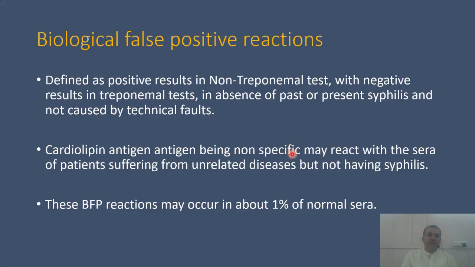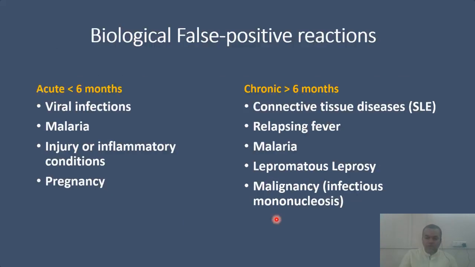So it can react with other antibodies also. Therefore, a biological false reaction may occur even in 1% of normal serum samples. So what are the causes? Basically, the acute causes are viral infections, viral hepatitis or any other viral infection, malaria, any acute injury to an organ, or any inflammatory condition of an organ. Because of the destruction, there will be a release of substances, because the reagin antibody is acting against that.